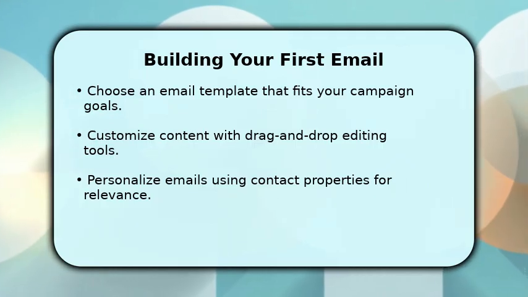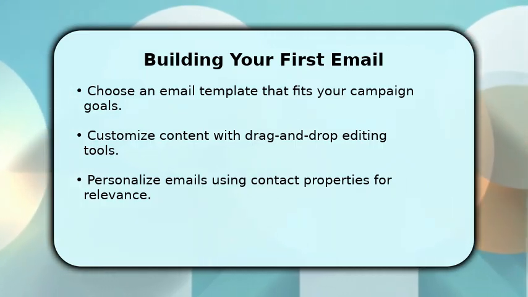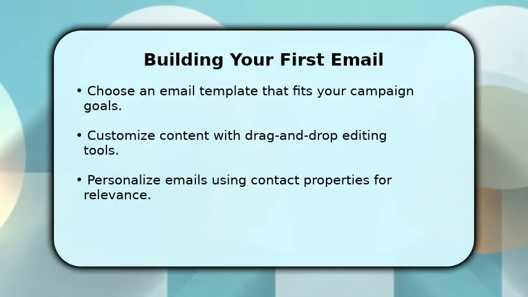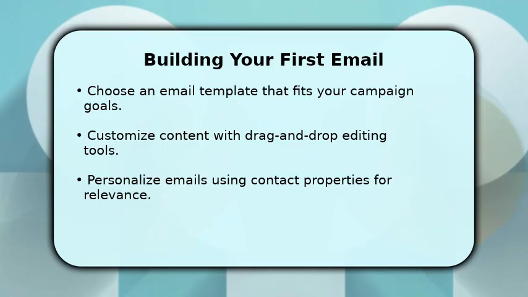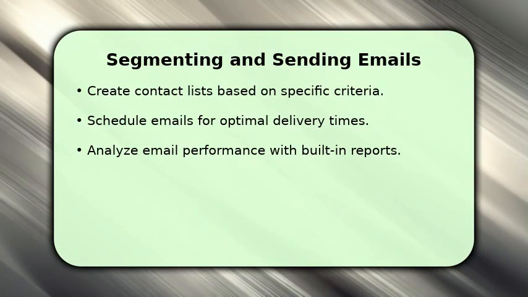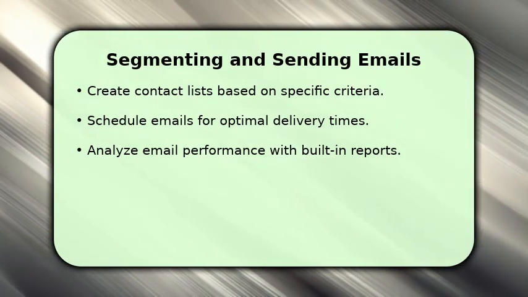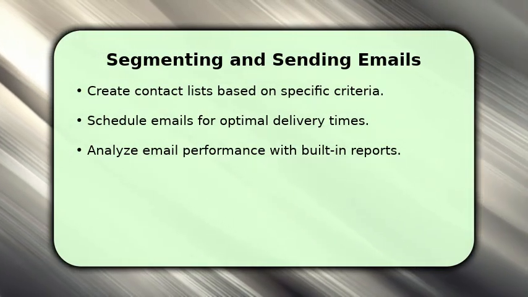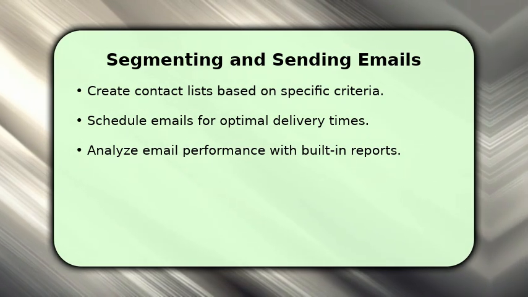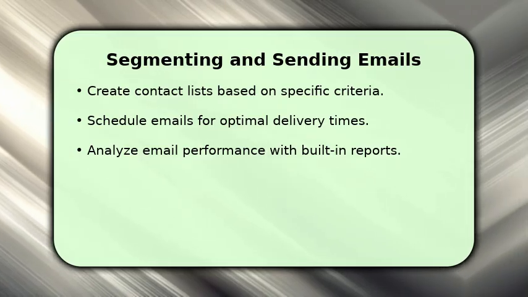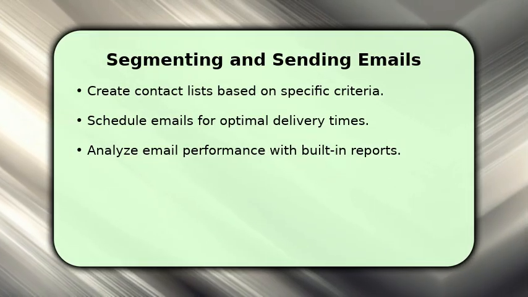Remember to personalize your emails. Using contact properties like a recipient's first name can significantly boost engagement rates and make your messages feel more direct and impactful. Effective email marketing relies on smart audience segmentation. Create targeted contact lists within HubSpot based on demographics, behavior, or engagement history. This ensures your messages reach the most relevant recipients.